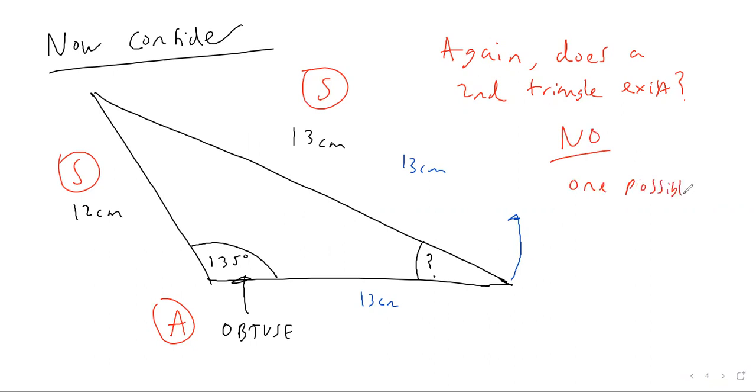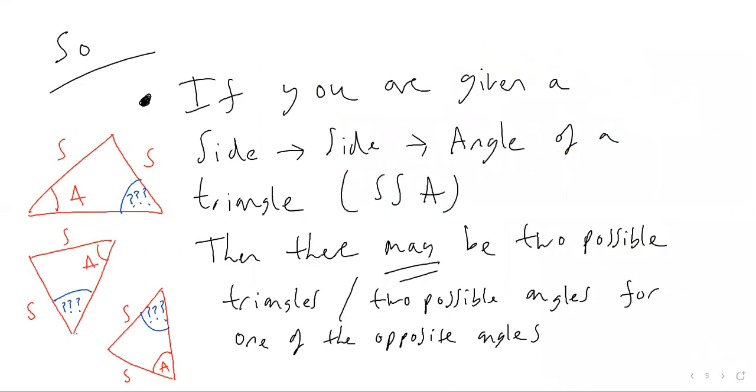So again, how can we determine whether we are going to have two possible cases, an ambiguous case? This is the rule. If you are given a side, side, angle of a triangle, SSA, like these triangles here, a side next to a side next to an angle, so not side-angle-side, where an angle is trapped between two given sides, then there may be two possible triangles. There may be two possible angles for these question marks opposite one of the given sides in the question.